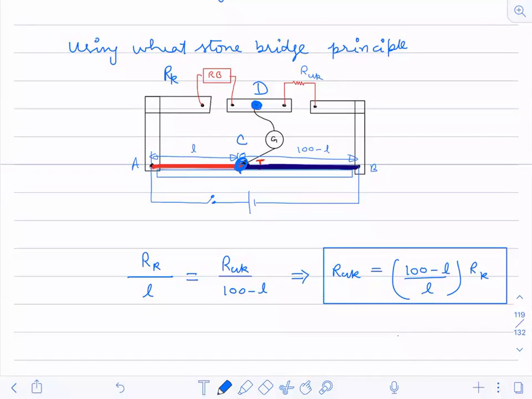Okay, so let us solve one numerical here now. Let us do one numerical on this.